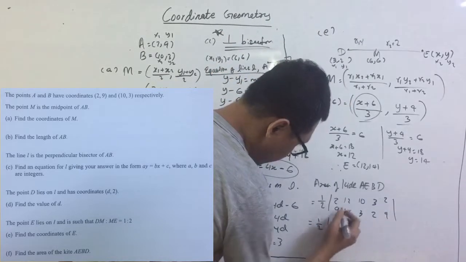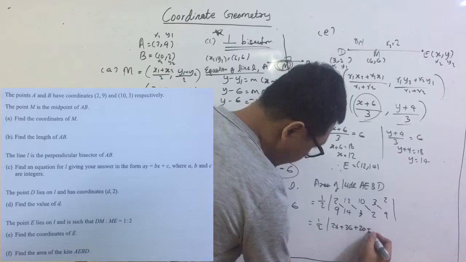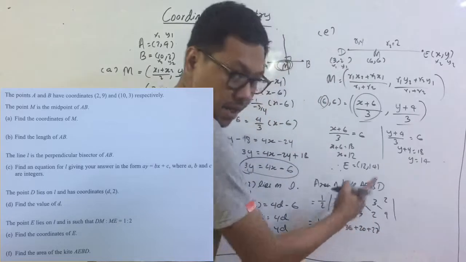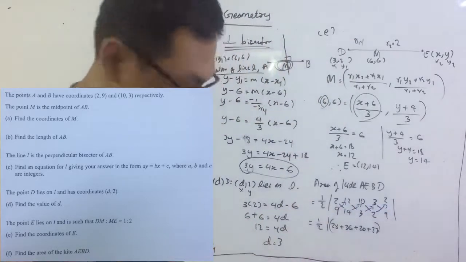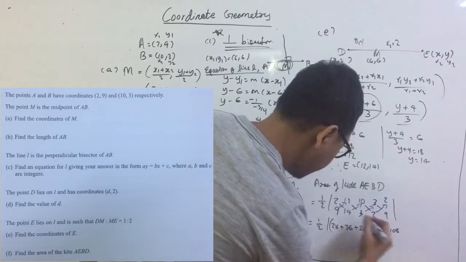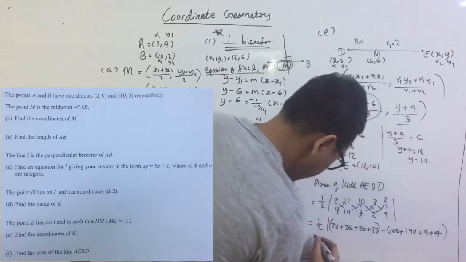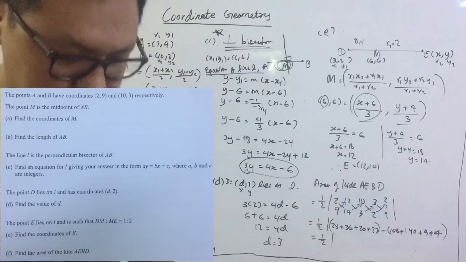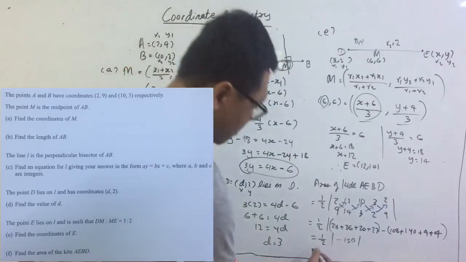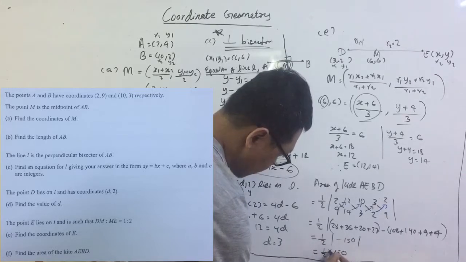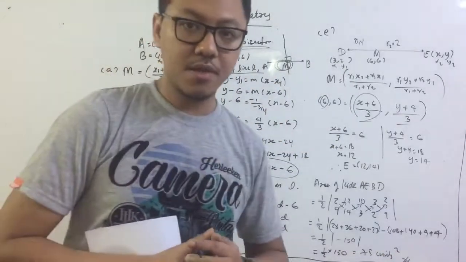And then half into, you have to times these. So 28 plus 36 is 36, plus 20, plus 27. And then you have to times the other way, okay? I'm gonna use blue. So you have to times it like this, like this, like this, like this. Okay? So it will be minus 108, it will be 140, and then 339, then 4. Okay, so 1 by 2. So you're gonna add them with a calculator, and you will get negative 150. So the modulus, negative will be removed. So half times 150 is equal to 75 units squared.